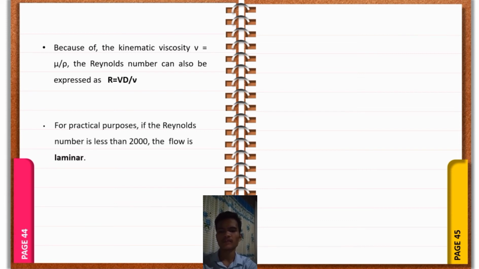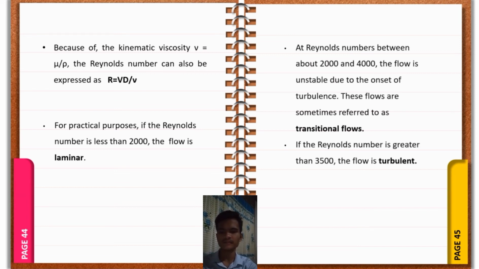For practical purposes, if the Reynolds number is less than 2000, the flow is what we call laminar. At a Reynolds number between about 2000 and 4000, the flow is unstable due to the onset of turbulence. These flows are sometimes referred to as transitional flows. And lastly, if the Reynolds number is greater than 3500, the flow is what we call turbulent flow. That's all, and thank you for listening.